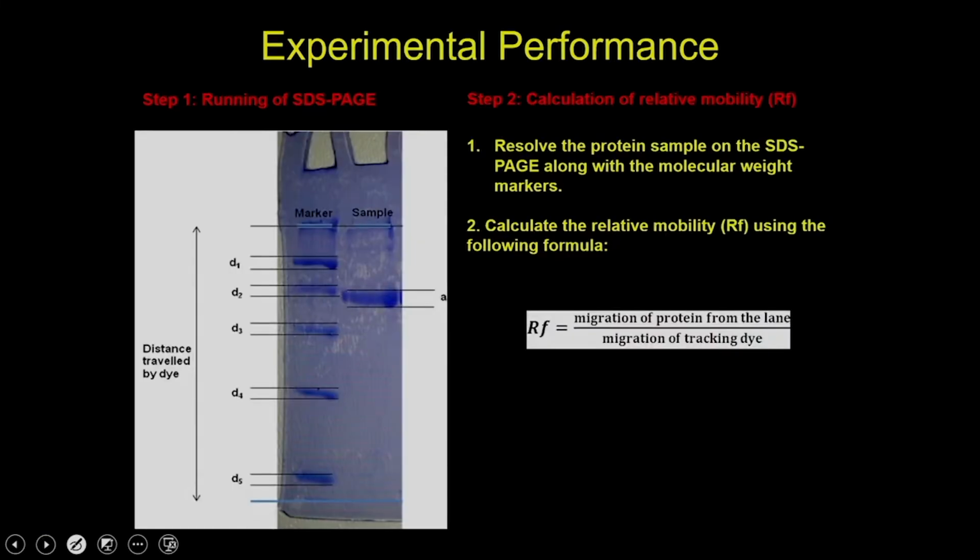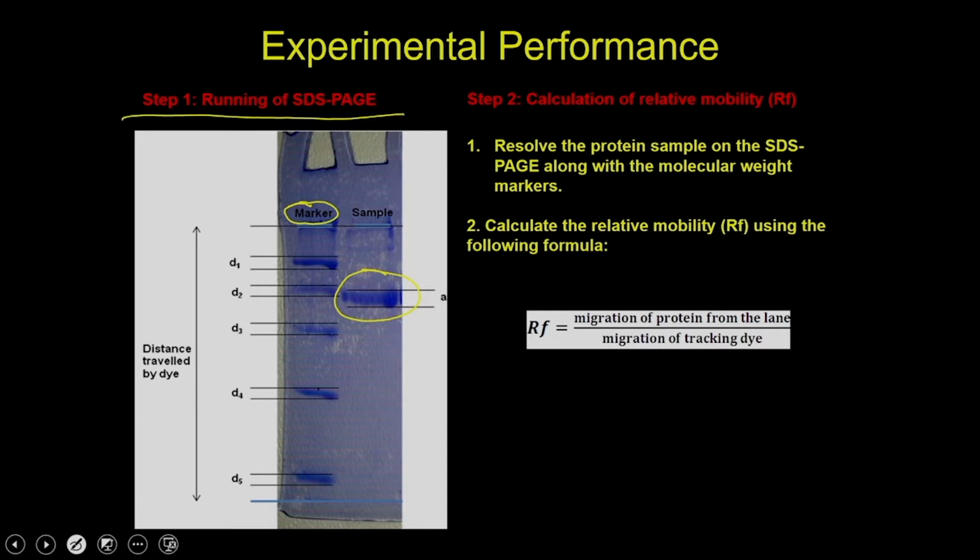In step 1 we have done the SDS PAGE. We have resolved the protein of your interest, which means the protein whose molecular weight you want to identify. Along with that, we have also run the molecular weight marker. Markers are commercially available mixtures of different proteins, and for all these proteins the molecular weight is already known.